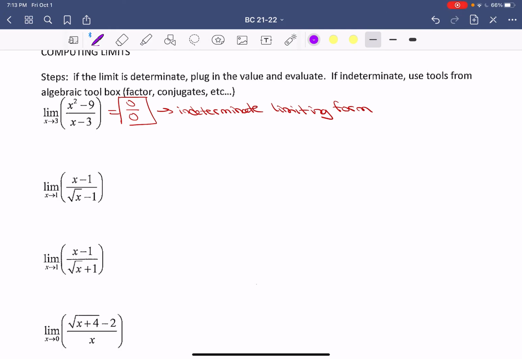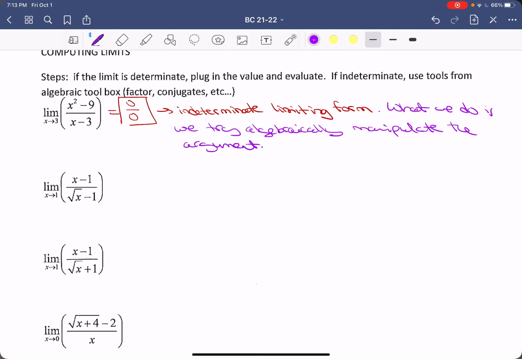The question you probably have is, how does one go about determining an indeterminate limiting form? We are not going to talk about L'Hopital's rule because we're doing chapter 1 thoroughly. So what do you do? Step 1 is we try to algebraically manipulate the argument of the limit.